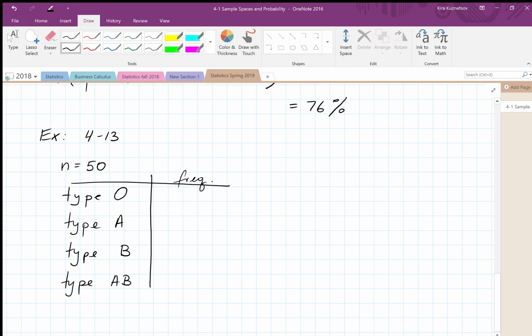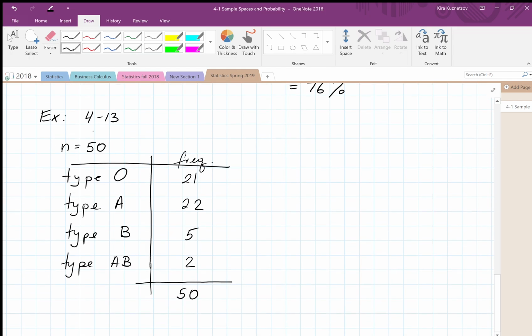The book says 21 had type O blood. So I'll have my 21. My next type is 22. My next one is 5. And the last one had only 2. One of the things that you want to do is you want to total these up, 43 plus 7, 50, to make sure that that does match with the n that is given in the beginning of the problem.